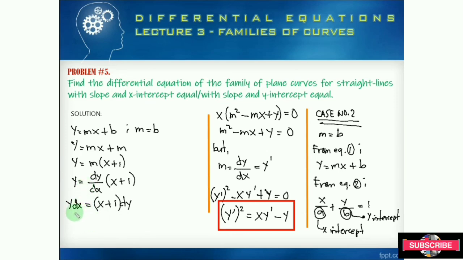So we transpose this to the other side, so we can have now y dx minus x plus 1 dy is equal now to 0. Okay, so we already have the differential equation for case number 2, which is this one.